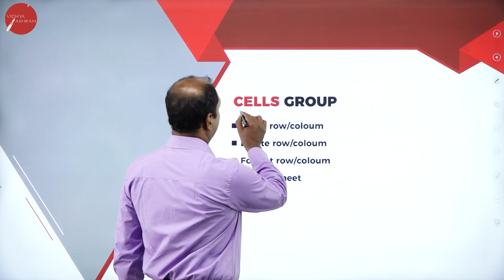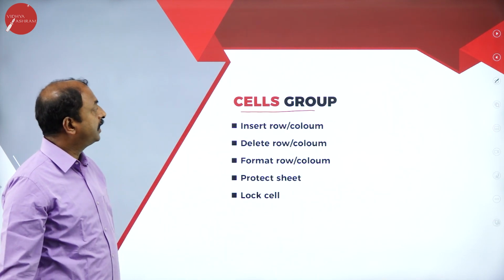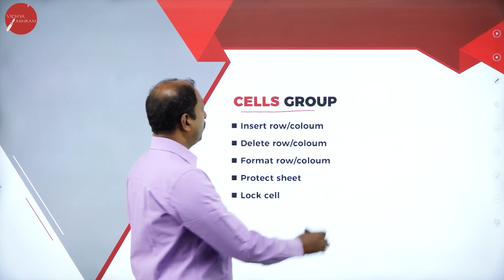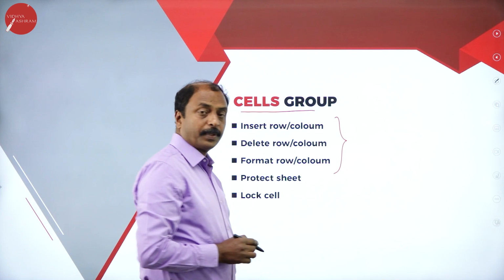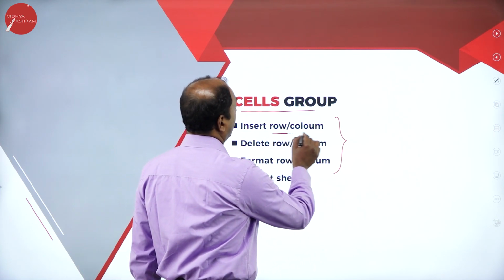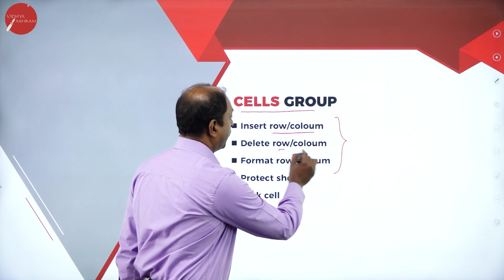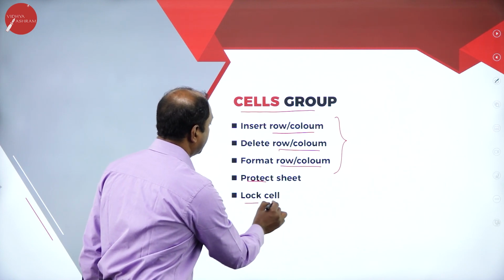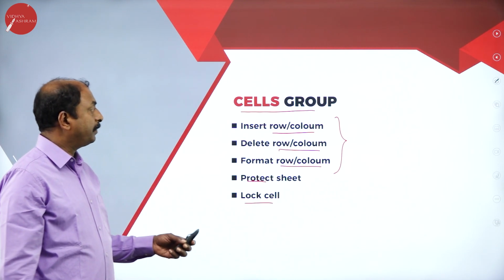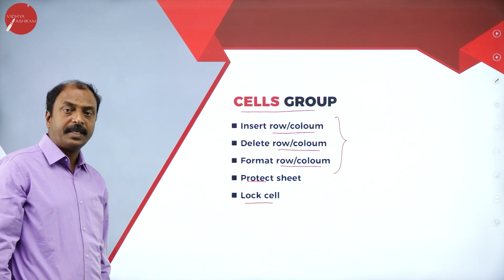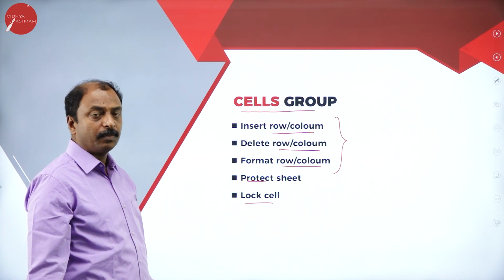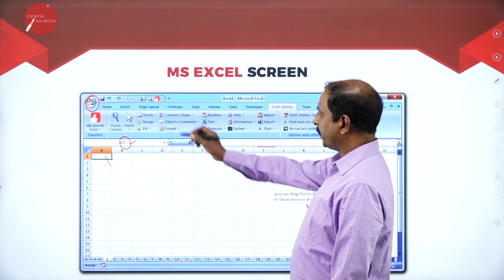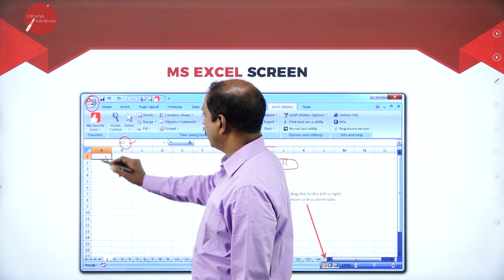Next we have the cells group. Another group on this MS Excel screen is the cells group, and with its help we can do different operations: inserting a row and a column, deleting a row and a column, formatting a row and a column, and protecting and locking a cell. You know what this MS Excel screen is: it consists of grid lines and a number of rows and columns, as we saw in the first slide.